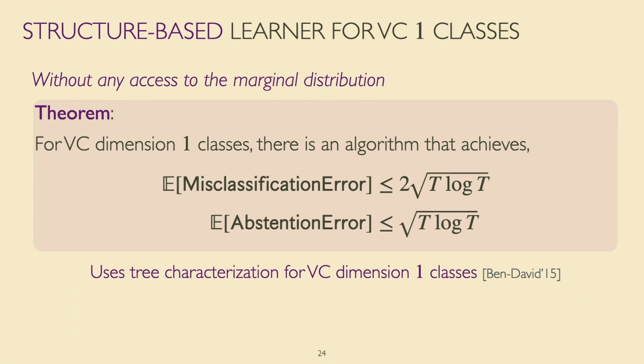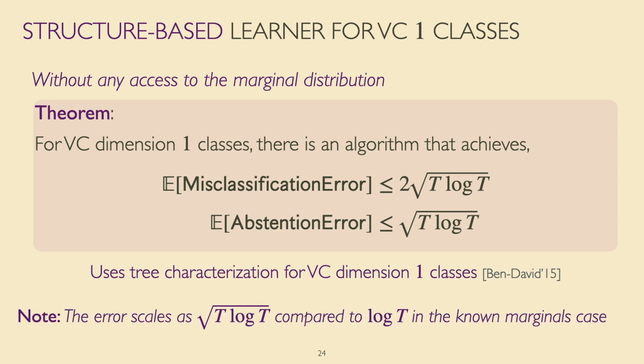And there's this really nice tree characterization of VC dimension 1 classes by Ben-David from 2015, and that's what we use for this. And we can also extend this to axis-aligned rectangles and some other special classes, but they all require using the structure. So this is quite open, like what you can do without access to the distribution for general VC classes. Okay, so these are the two main results we have.